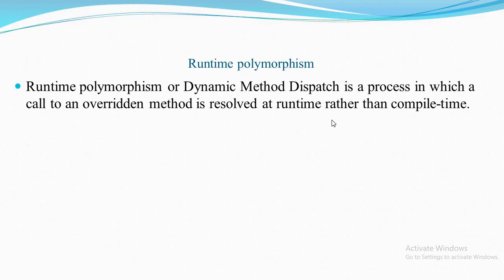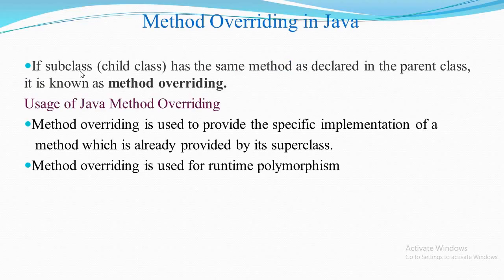Then runtime polymorphism. Runtime polymorphism, or dynamic method dispatch, is a process in which a call to an overridden method is resolved at runtime rather than at compile time. We declare the same function name in the base class and derived classes, so it is resolved in runtime polymorphism. If a subclass has the same method as declared in the parent class, it is known as method overriding. Method overriding is used to provide a specific implementation of a method which is already provided by its superclass. Method overriding is used for runtime polymorphism.